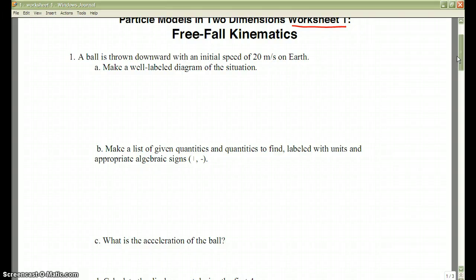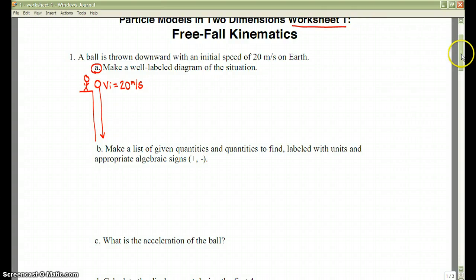For this very first one, it says to make a well-labeled diagram of our situation. First thing, we have a little cliff, right? We have a person standing at the top, and it tells us that he's throwing a ball straight downward. It gives us our initial velocity, which is 20 meters per second. Essentially, that's all the information we have for part A, so that's fine for our well-labeled diagram of our situation.